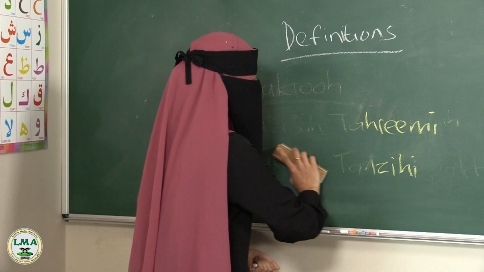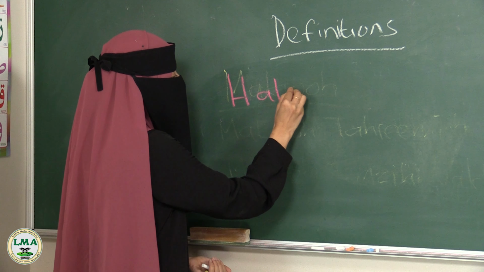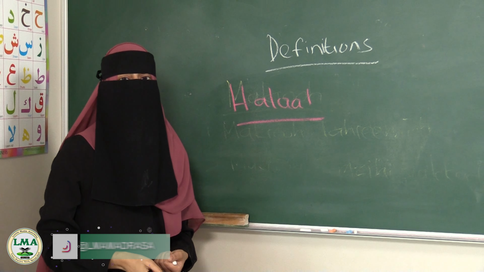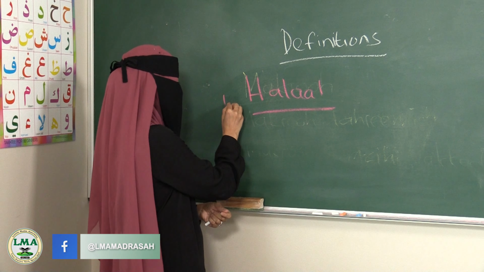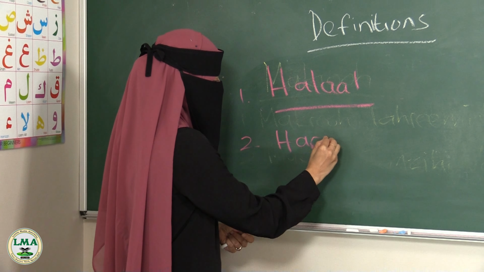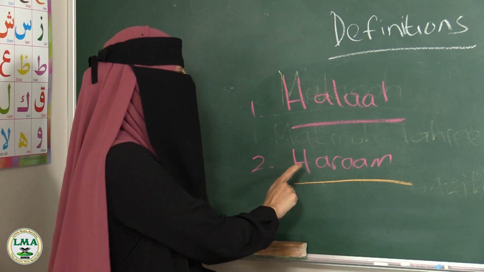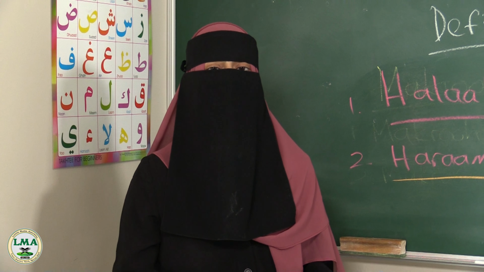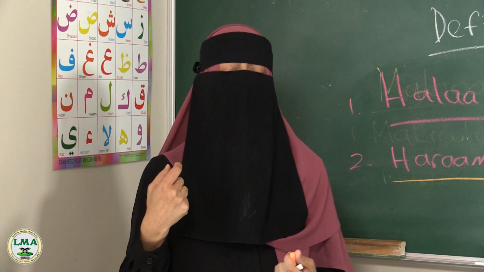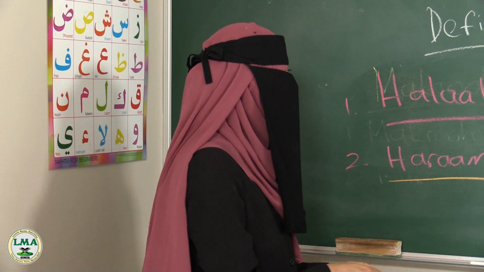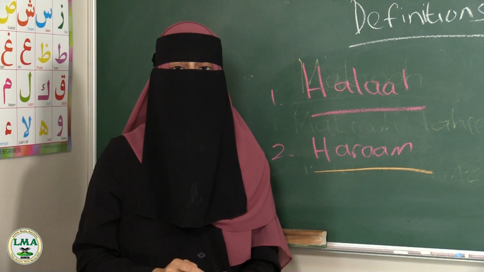Now we will be learning about the definitions of halal. Halal are those actions which are permitted in Islam. And then we have the second one, which is called haram. We've all learned this word before, or we've heard about it so many times. The word haram is those actions which are forbidden by Allah Subhanahu wa Ta'ala, those actions we are not supposed to do at all. For example, the consuming of pig or alcohol. So let's go through these two again. Halal are those actions which are permitted, and haram are those actions which are forbidden.